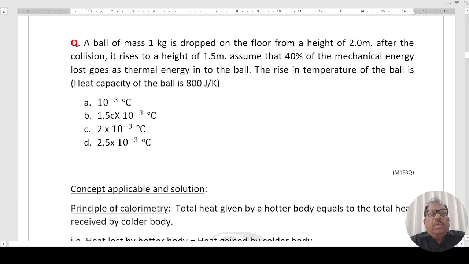Question is, a ball of mass 1 kg is dropped on the floor from a height of 2 meter. After collision, it rises to a height of 1.5 meter. Assume that 40% of the mechanical energy lost goes as thermal energy in the ball. The rise in temperature of the ball is, heat capacity of the ball is given as 800 joule per Kelvin. 4 options are given, one of the options is correct.